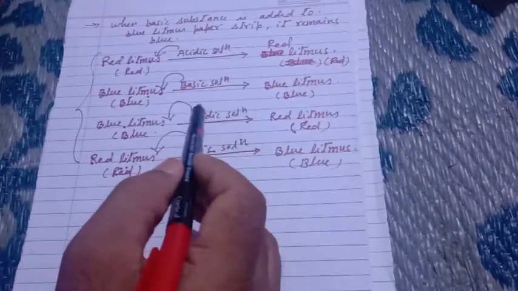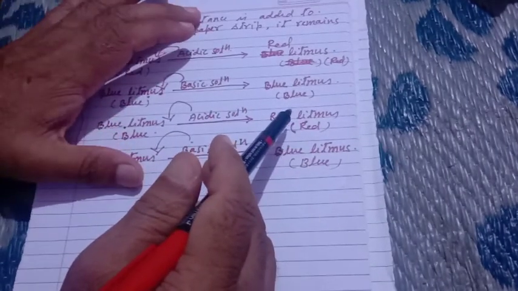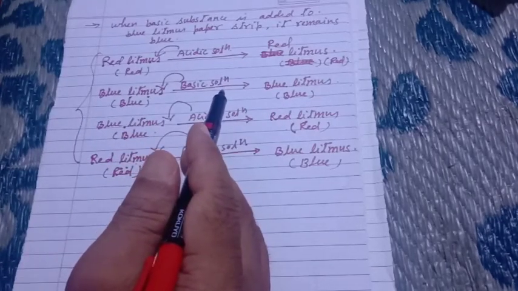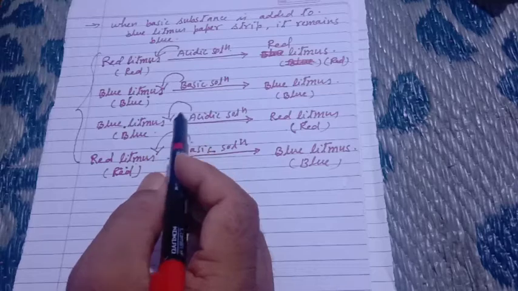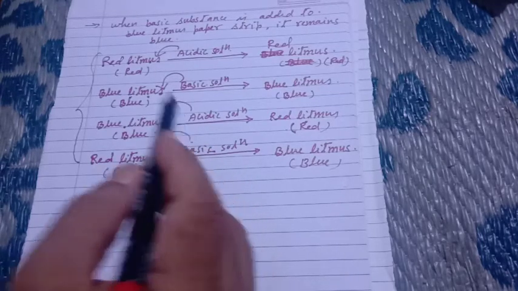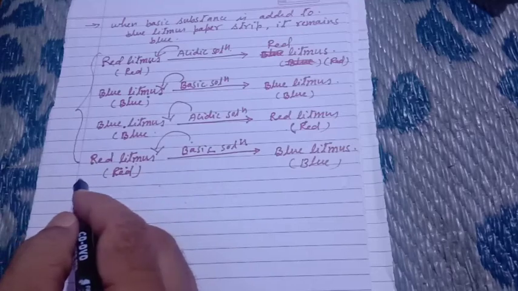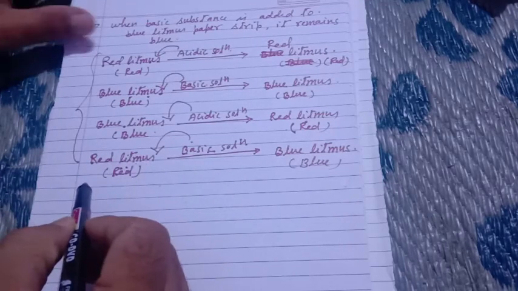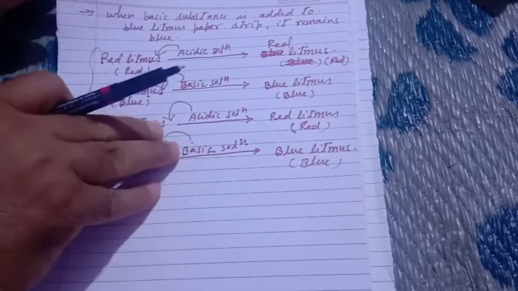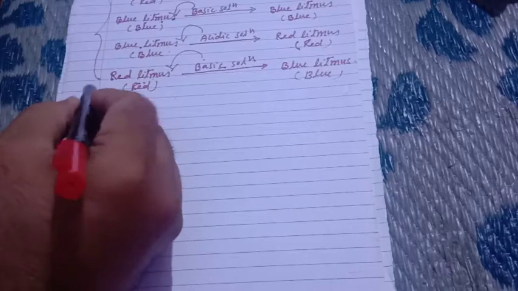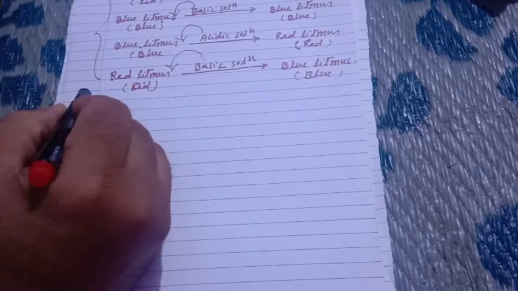Now I have summarized this in this way. In this way, litmus is capable of distinguishing between acidic and basic substances. There is one more category of substances, called neutral substances or neutral solutions. So let me define that also. Neutral solution.